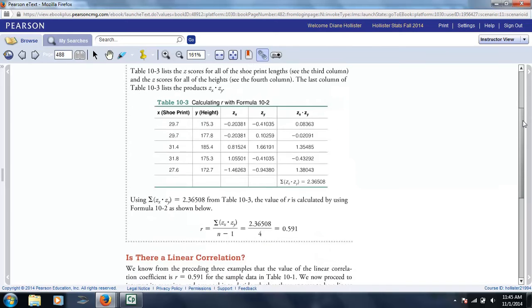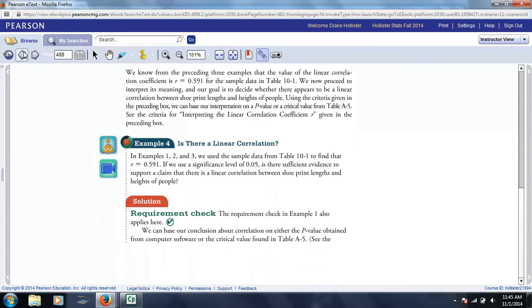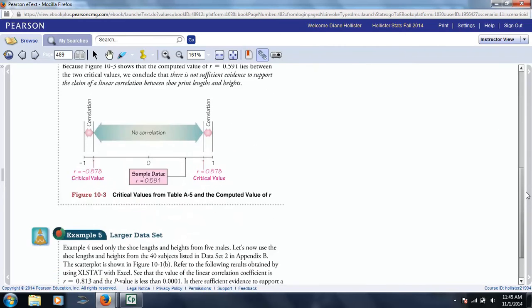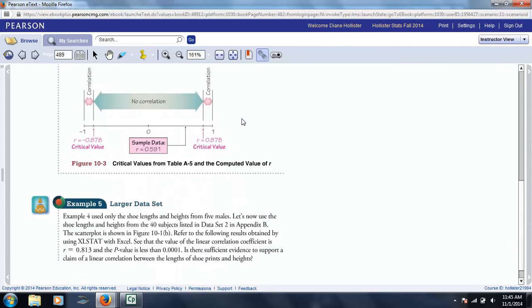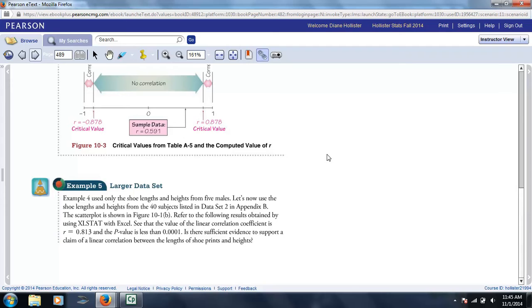Walking through the formula here, 0.591, looking to see if there is a linear correlation. You then take your results and you're going to compare it to Table A-5 in your textbook. In that particular table, it indicates that we had to have a value beyond 0.878 or negative 0.878 in order to be significant. So we would say there's no correlation, there's no significant connection between those two variables.